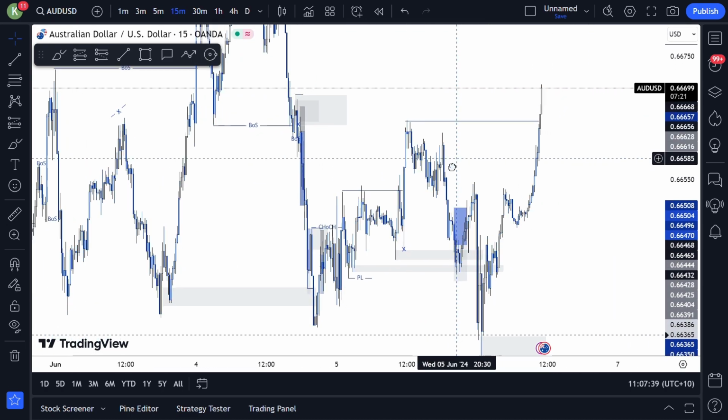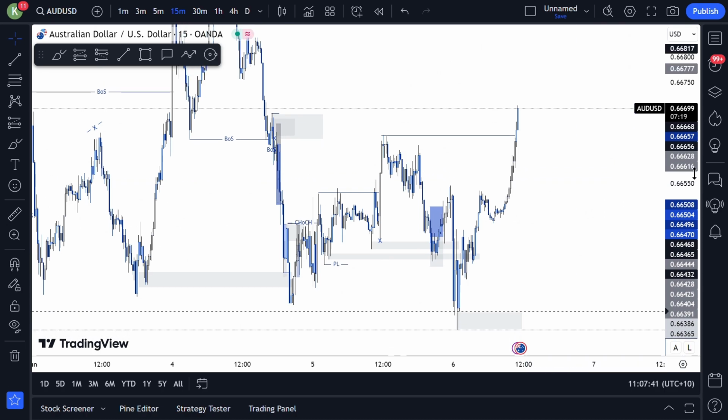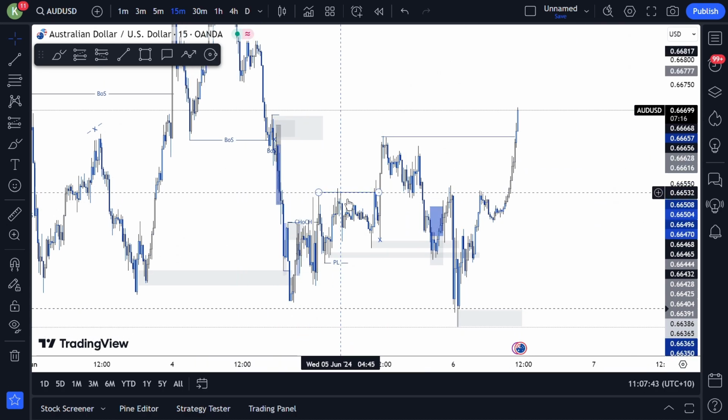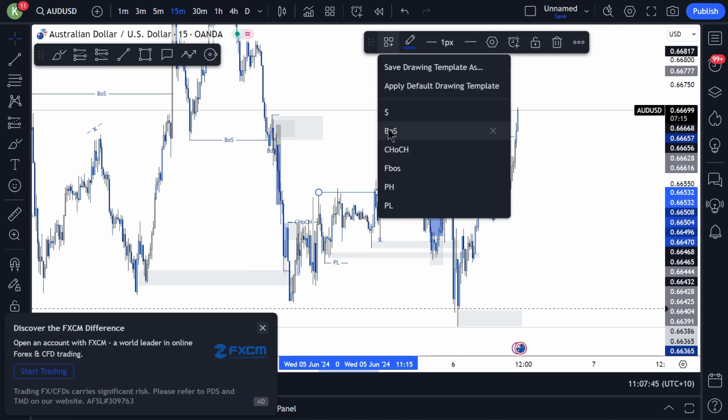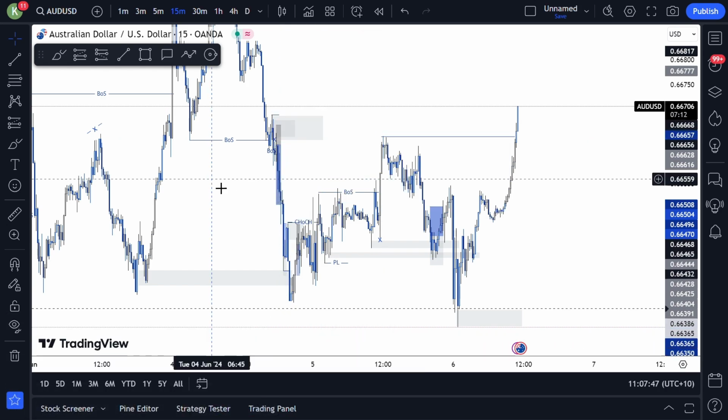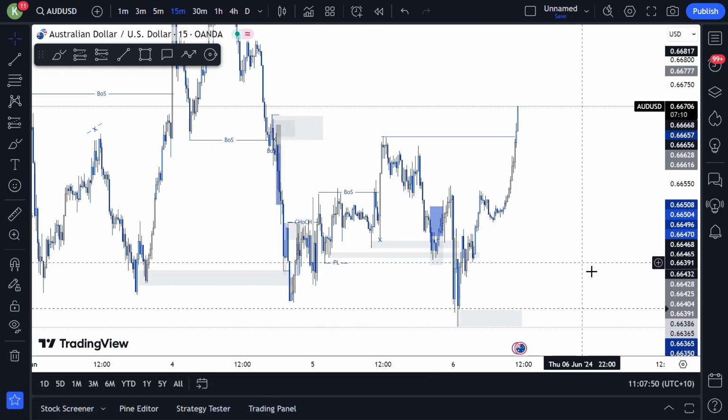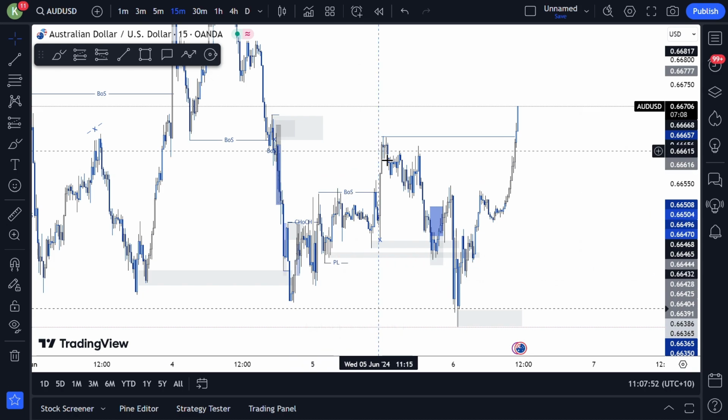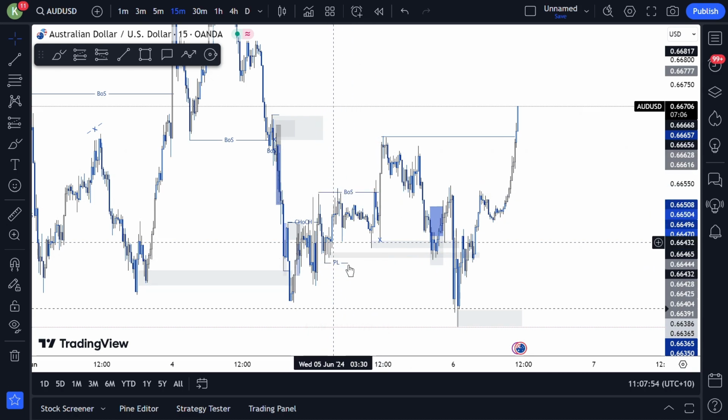Today we're just going to take it up to the 15 and have a look. Through this choppy action yesterday, it's a little bit hard to tell where the market is at the moment, so I'm just going to explain it for you.